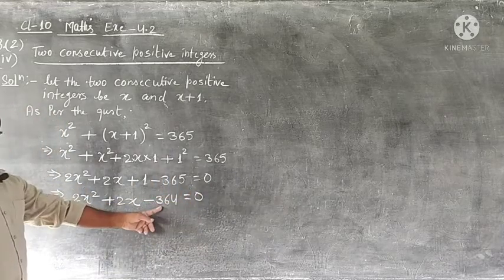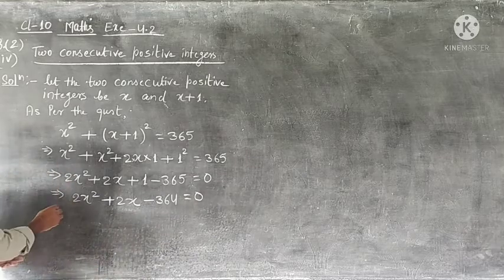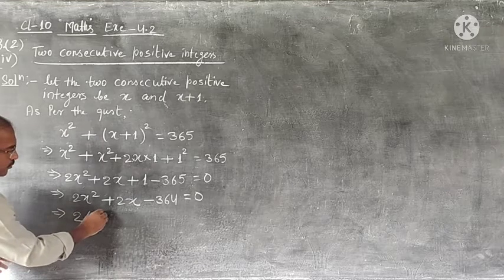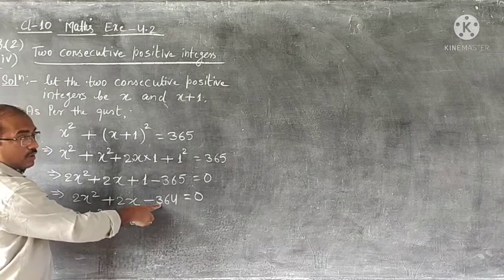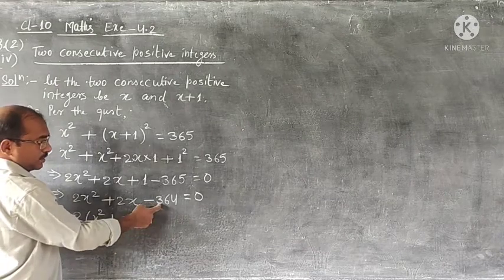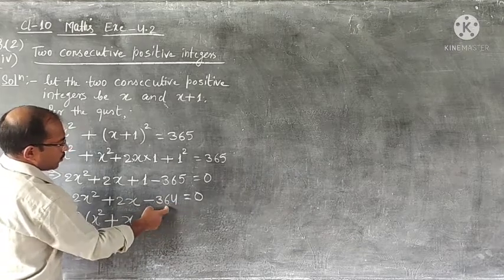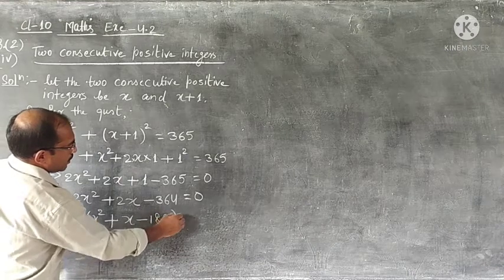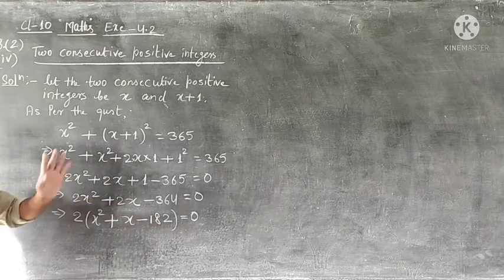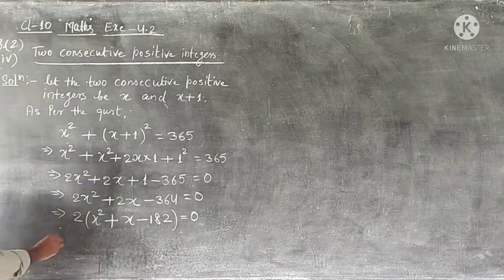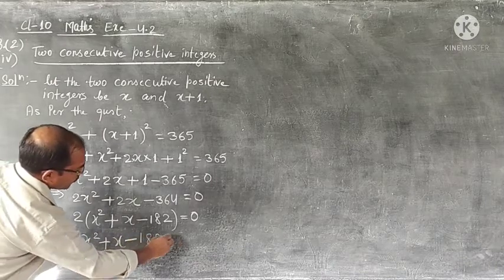In 2 and 364, we will take 2 common so that we get a smaller number. After taking 2 common, it will be x square, x, and what? 2 ones are 2, 2 sixes are 12, 2 eights are 16, 4 is remaining, 2 twos are 4. What to do for this 2? It will go to the RHS, 0 by 2, it will become 0. No need to show. Straight we can write we have the quadratic equation x square plus x minus 182 is equal to 0.